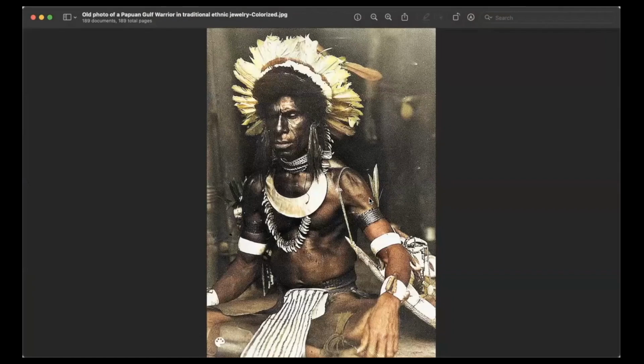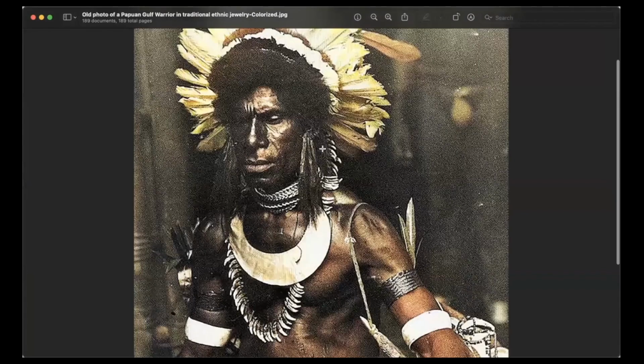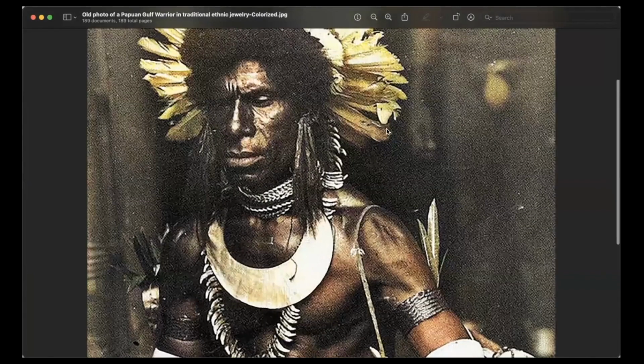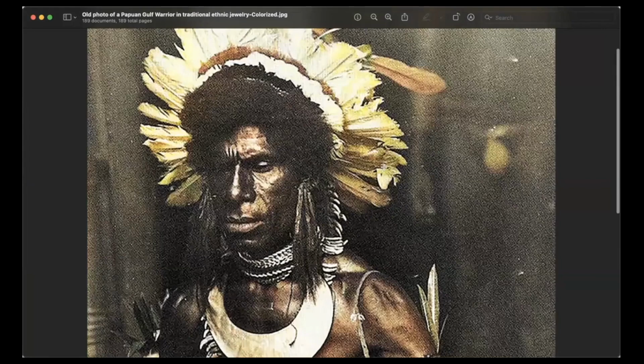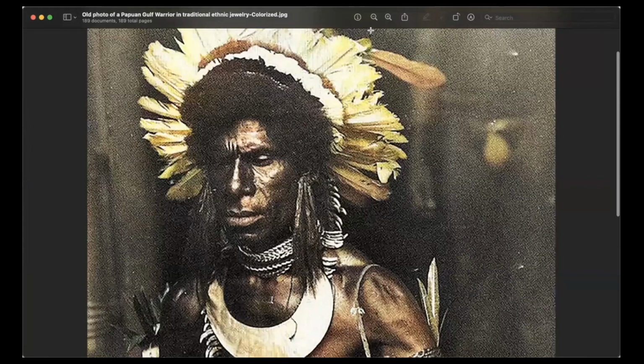We have a Papuan Gulf warrior, a Papuan Gulf warrior in traditional ethnic jewelry, all right? This is an Asian, so-called Chino, right? So-called Chino. Look at his feather headdress. All right, what is the connection with that and us here in America?